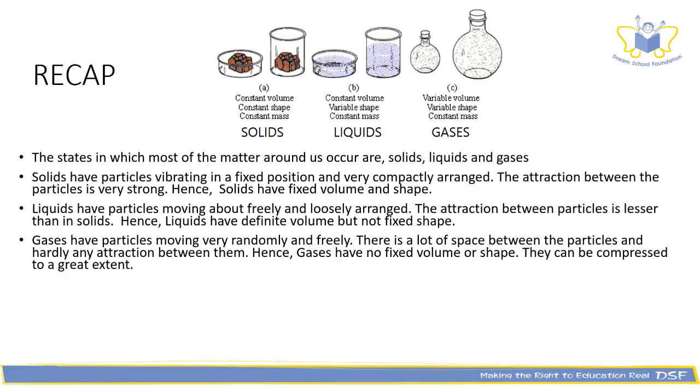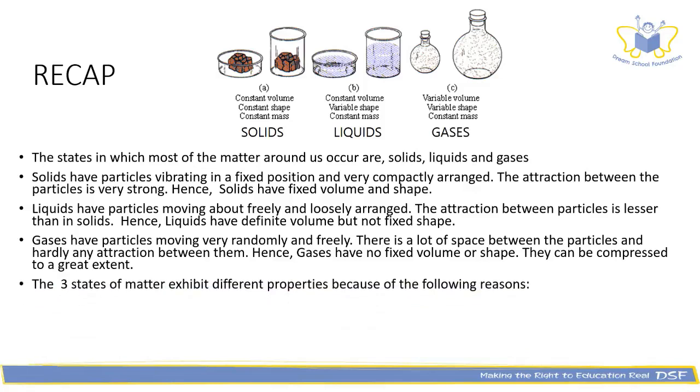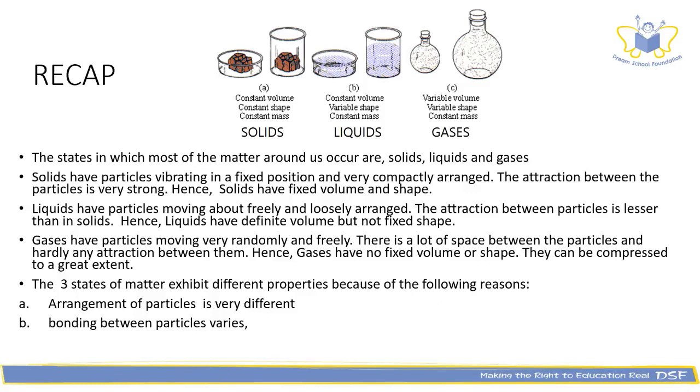Gases have particles moving very randomly and freely. There is a lot of space between the particles and hardly any attraction between them. Hence, gases have no fixed volume or shape. They can be compressed to a great extent. The three states of matter exhibit different properties because of the following reasons. Arrangement of particles is very different. Bonding between particles varies. And movement of particles is not the same.